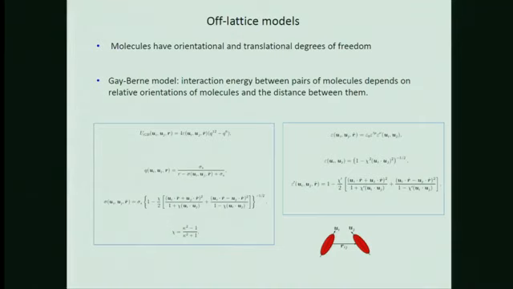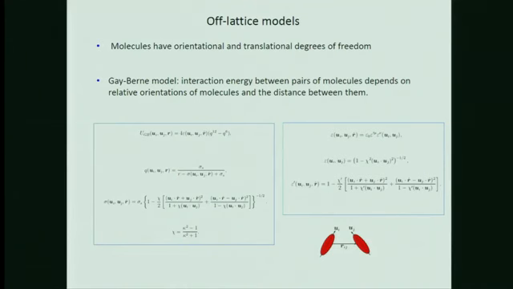Now, lattice-based models are kind of restrictive in the sense that they constrain the molecules to particular lattice sites. They have no translational freedom. So off-lattice models are often considered to be more detailed. They have more information in them because they allow the molecules to have orientational and translational degrees of freedom. The molecules can move around. And again, there are some experts in the audience. So the Gay-Berne model, we believe, is a very popular choice of an off-lattice intermolecular interaction potential.